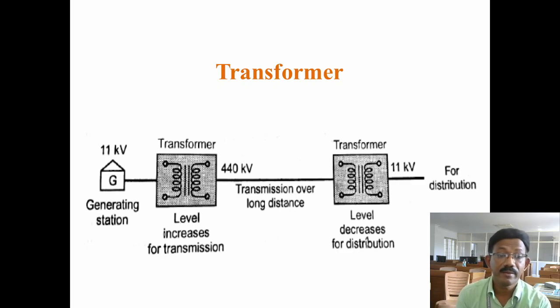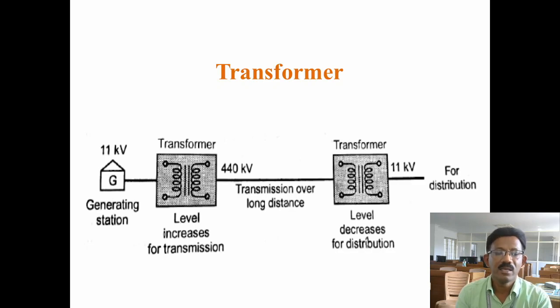So you see, in the generating station, the electrical energy is produced at 11 kV only. This 11 kV cannot be transmitted over a long distance. Normally, the generating stations are constructed far away from human living places. So we have to transmit the electrical power produced in the power station over a long distance, because cities are far away from the generating stations.